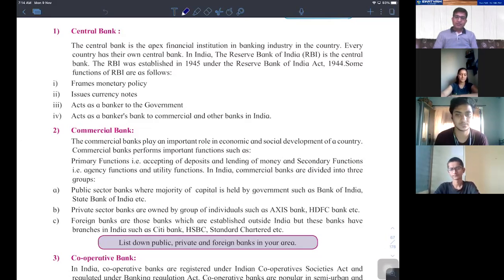The RBI would act as the banker for the government.